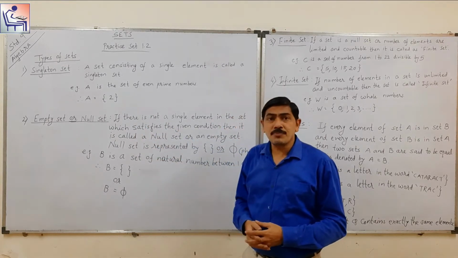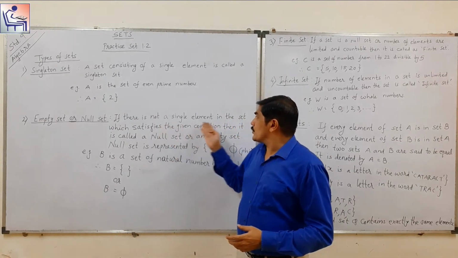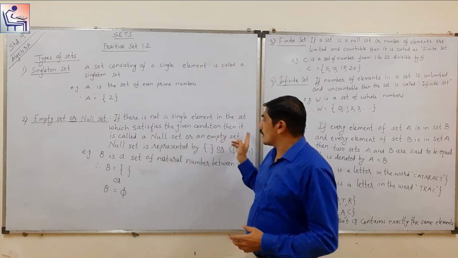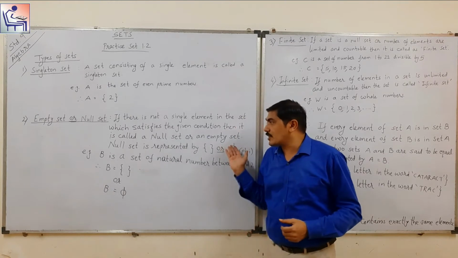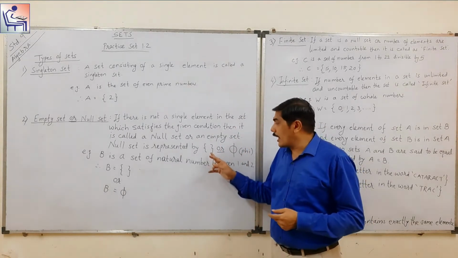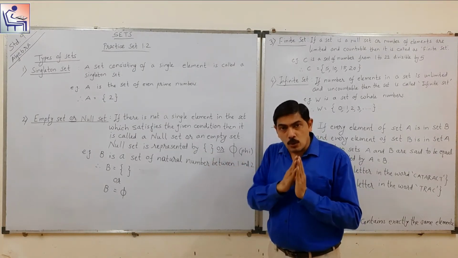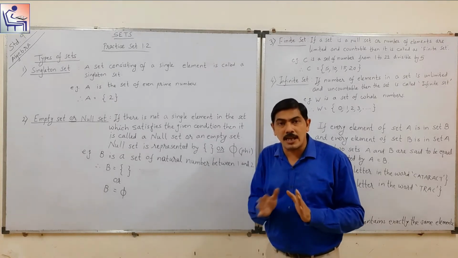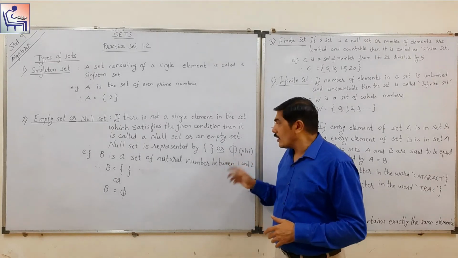Now the second one, empty set or null set. If there is not a single element in the set which satisfies the given condition, then it is called a null set or an empty set. Null set is represented by, here you can see the empty curly bracket. There are curly brackets, opening curly bracket and closing curly bracket, but it is empty, there is not even a single element. Or you can use this sign which is called phi.